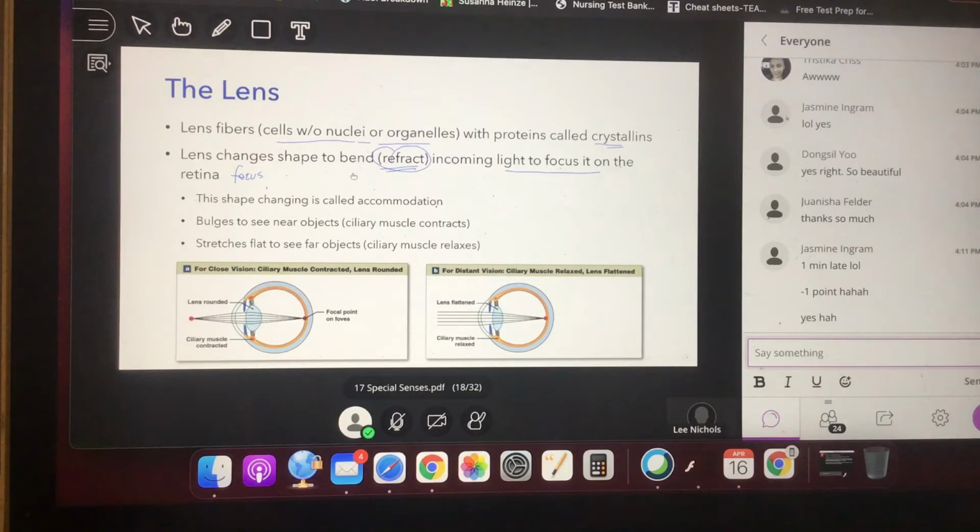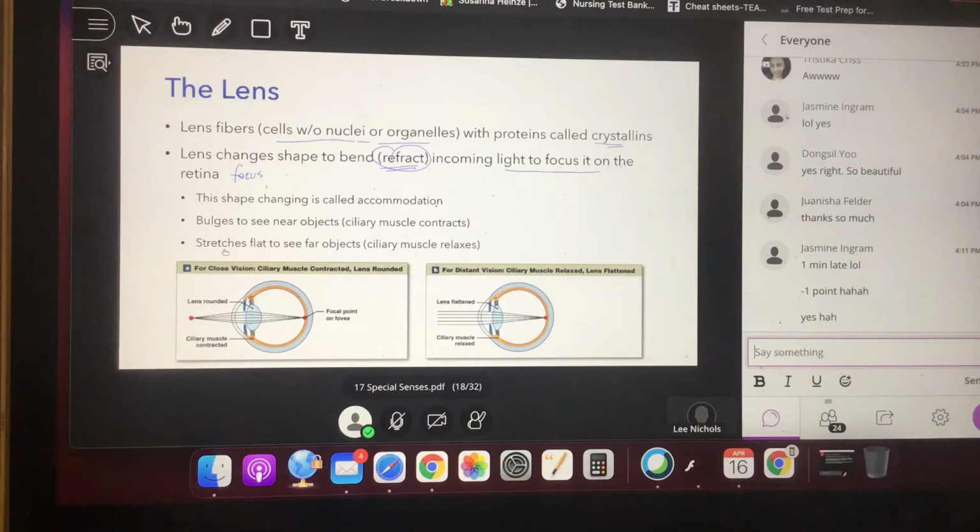And when the lens refracts the light, it can actually change its shape based on whether an object is close to your eye or far away. And that's referred to as accommodation. The term accommodation basically is the term for when the lens changes its shape to keep an image focused on your retina. And when you're looking at objects that are far away, the lens flattens. It kind of flattens out.